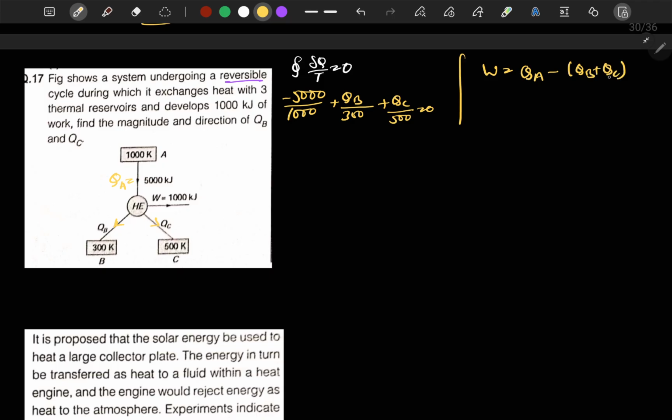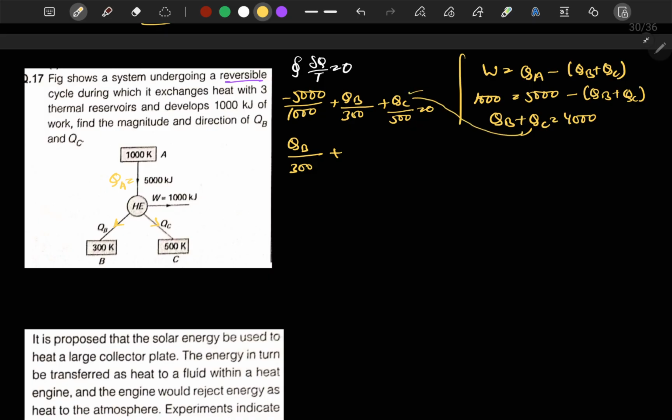Okay, so in this work we have been given the value of QA, 1000 and QA is equal to 5000 minus QB plus QC. So we get QB plus QC is equal to 4000. From here we can find all the values. Let's say we substitute the value of QC from here to here.